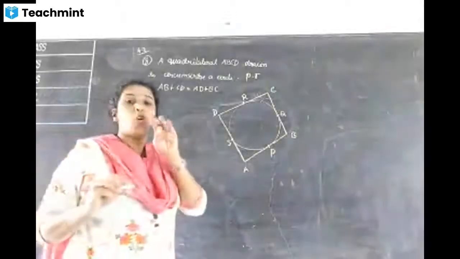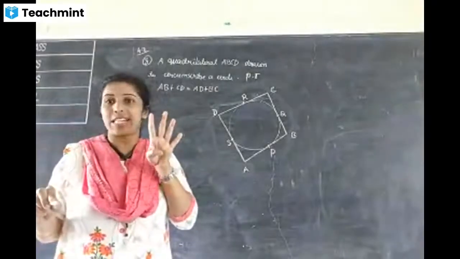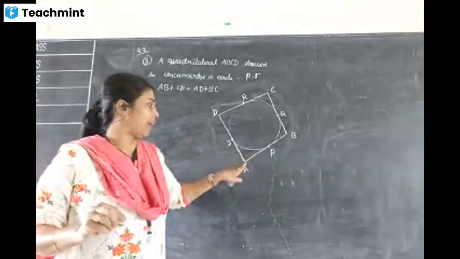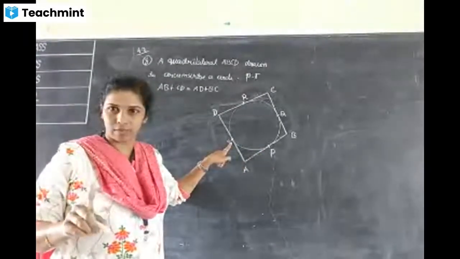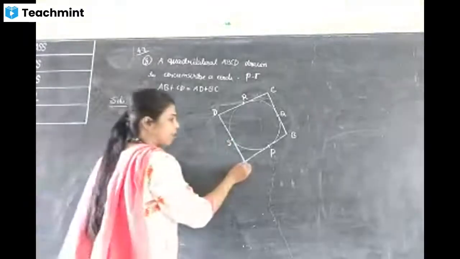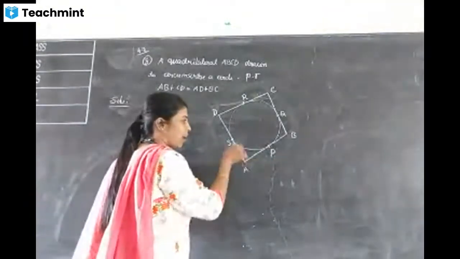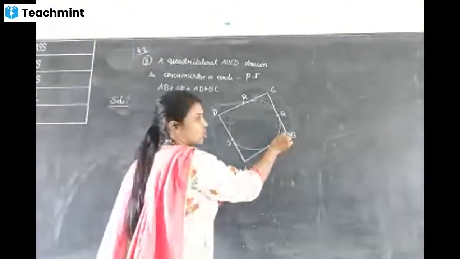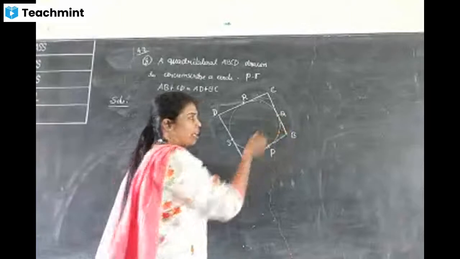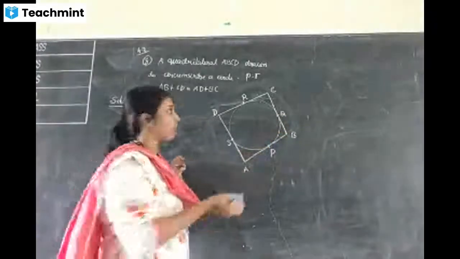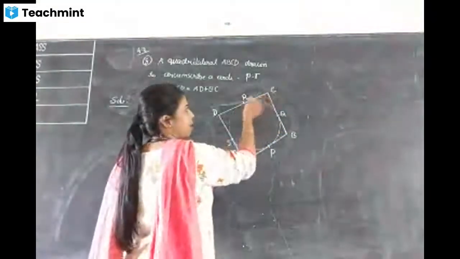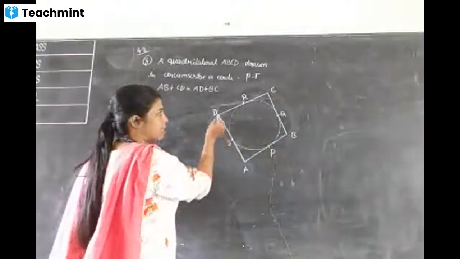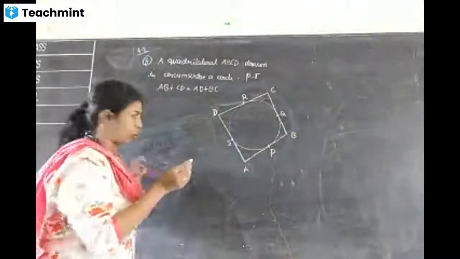See, there are four external points we can see. A is the external point, AP and AS are the tangents to a circle. Can you see? A is an external point and AP and AS are the tangents of the circle, they are equal. B is the external point, BP and BQ are the tangents of the circle, they are equal. C is the external point, CR and CQ are tangents, they are equal. D is the external point, DS and DR are the tangents, they are equal.